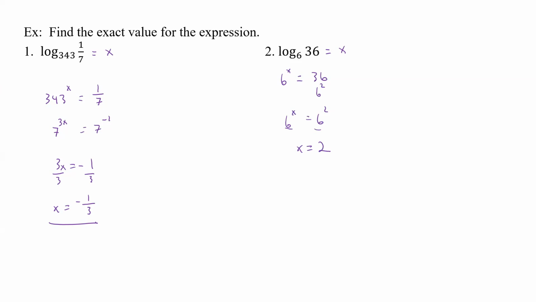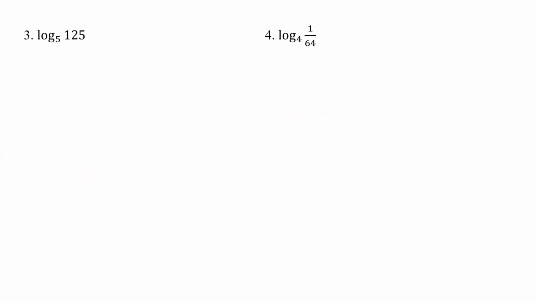The next one is going to be similar. We say that equals x, so we take 5 to the x equals 125. Well, what is 125? That's 5 times 5 times 5, so 5 cubed equals 5 to the x. Bases are the same, set their exponents equal, and we get x equals 3. Okay, what about the next one? I'm going to do the same thing. I say that equals x.